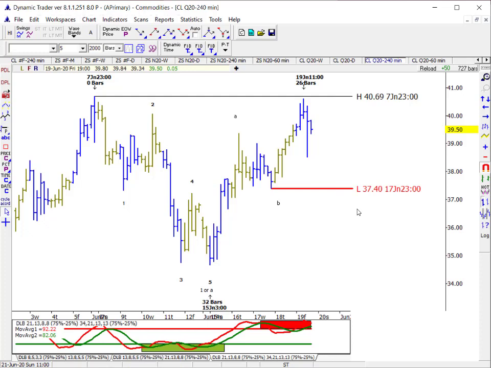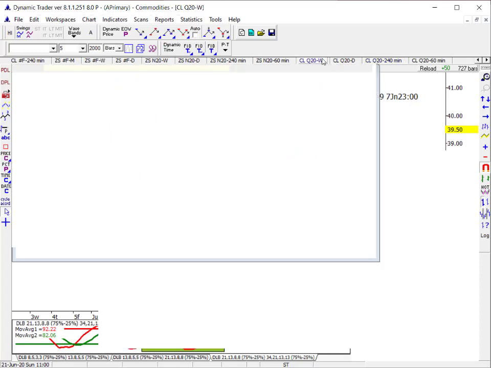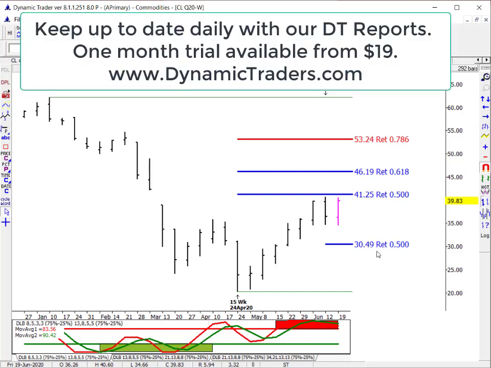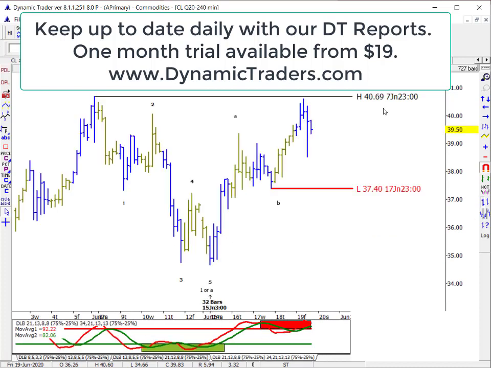We should be sideways to down for at least 2 to 3 weeks, and we should reach at least, typically, the 50% retracement, which is around 30.49. In other words, about a $9 or $10 drop from where we're at now over the next 3 to 4 weeks if we confirm that reversal by taking out Thursday's low. So be aware of that.